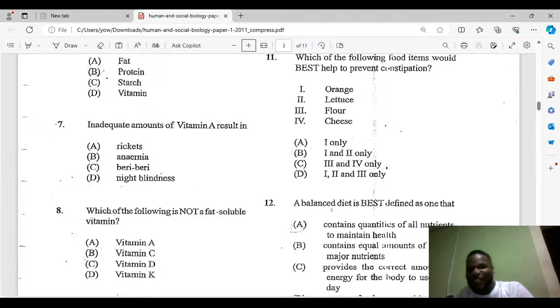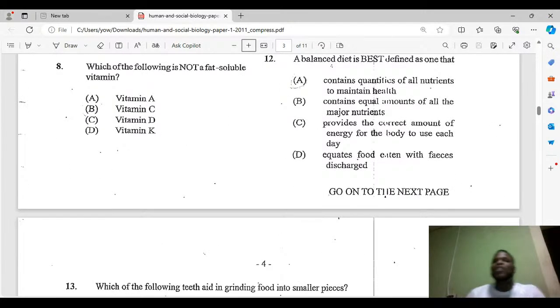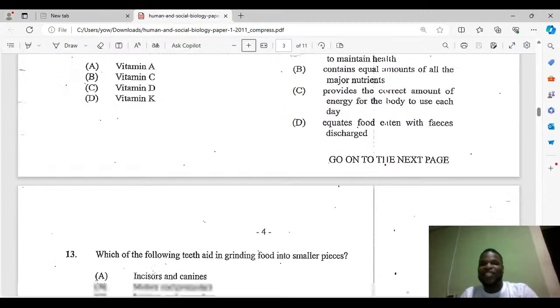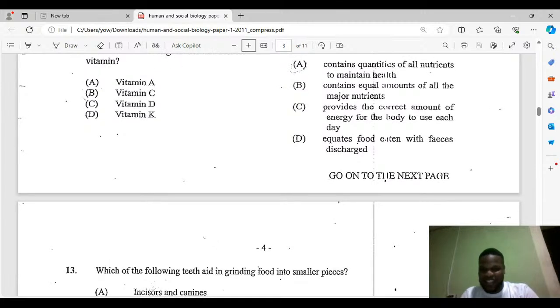What about 12? Let's go to 12. A balanced diet is best defined as one that: A, contains quantities of all nutrients to maintain health. B, contains equal amount of all the major nutrients. C, provides the correct amount of energy for the body to use each day. And D, equates food eaten with feces discharged. What's your answer, guys?